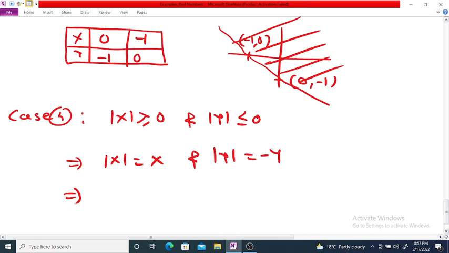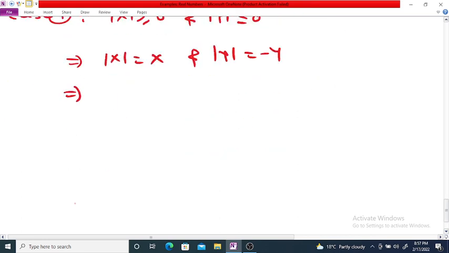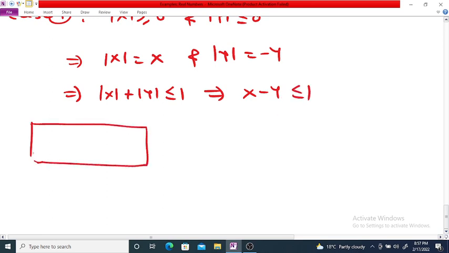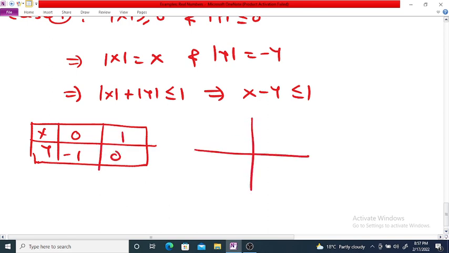So in that case, here |x| + |y| ≤ 1 implies x − y ≤ 1. Here again, if we put x = 0, then y = −1, and if y = 0, then x = 1. So again, this is the point (0, −1), and here is the point (1, 0).